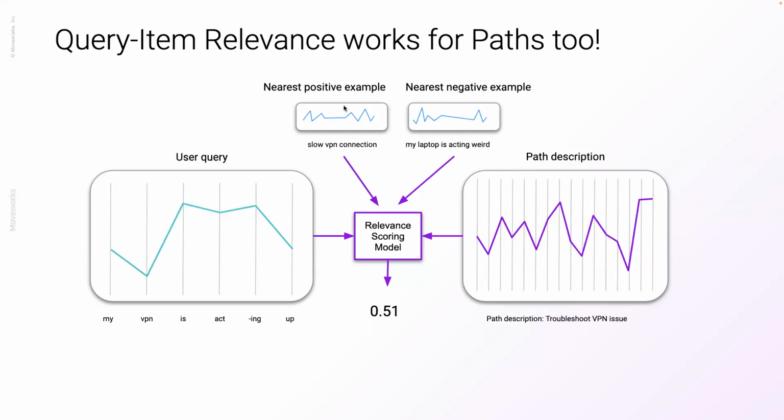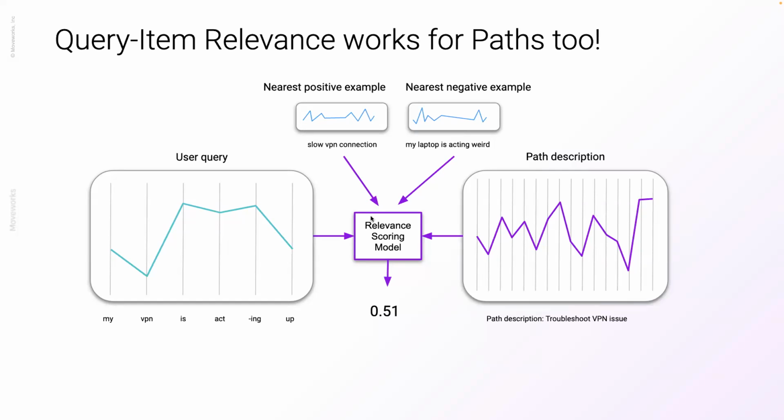Then all these things come in, and we can again use the embeddings to say, this is really close to this positive example, my VPN is acting up, slow VPN connection. But also kind of close in some ways to my laptop is acting weird. Like acting up, acting weird is similar. And so we might get some score of 0.51.